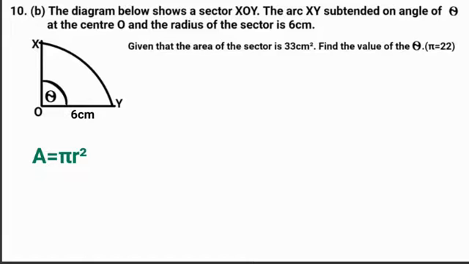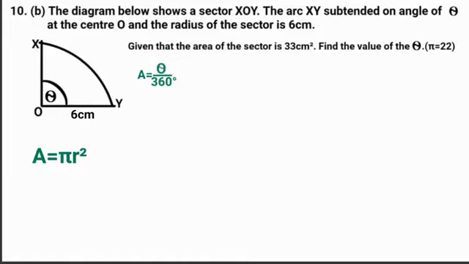We're going to write area is equal to theta over 360 degrees. Why 360 degrees? Because we know that a full circle has 360 degrees. Since we are given a fraction of the circle, we use the degrees of that sector divided by the full degrees of a circle. Once we've done that, then we're going to put pi.